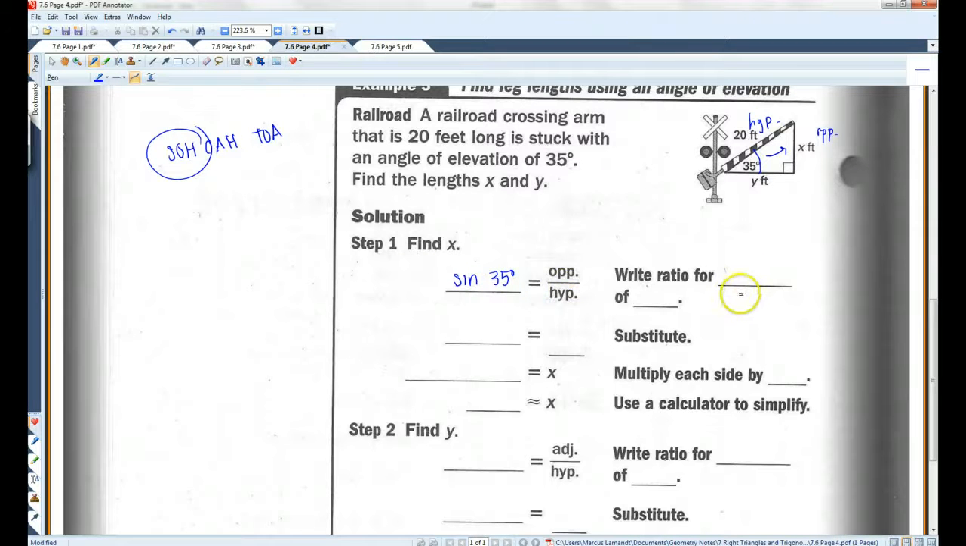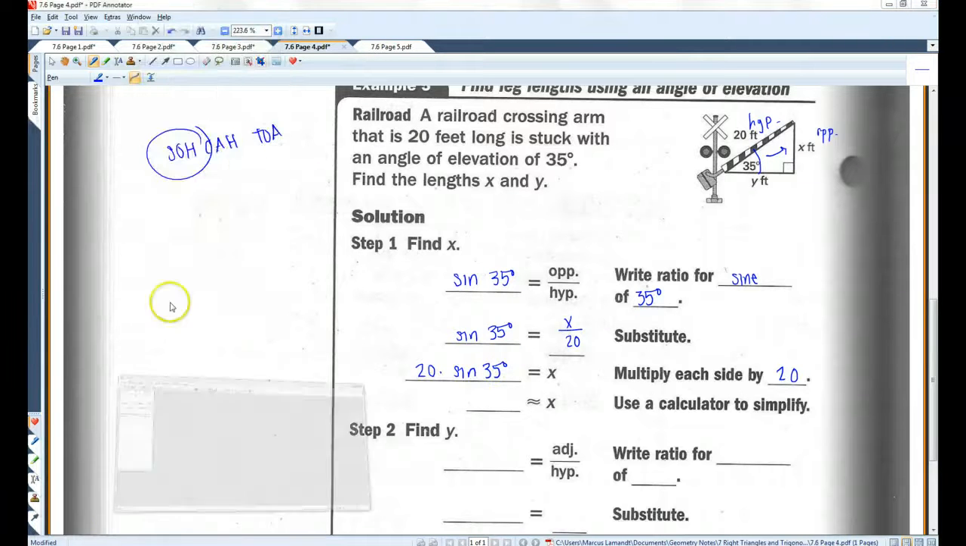We're going to write the ratio. I guess I want you to write out the whole thing. Sine of 35 degrees. Seems kind of weird. Alright. Sine of 35 degrees. The opposite side is x. The hypotenuse is 20. I'm going to multiply each side by 20. So now I have 20 times sine of 35 degrees. I'm going to pull out my calculator.